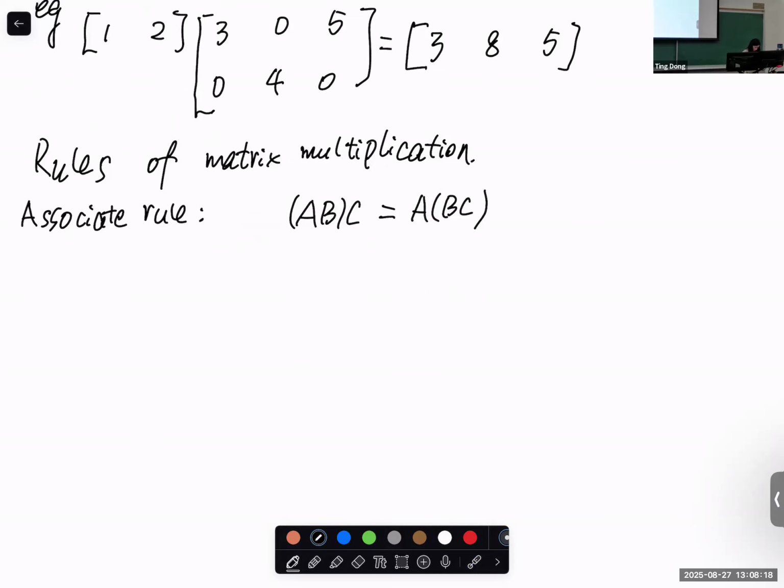The second one is the distributive rule. So if A matrix times B matrix plus C matrix, and of course B and C should be the same dimension, we can do A times B, the multiplication of A and B matrix, plus A times C. Sorry, should be A and C, the multiplication of the A matrix and the C matrix. So this is the distributive rule.